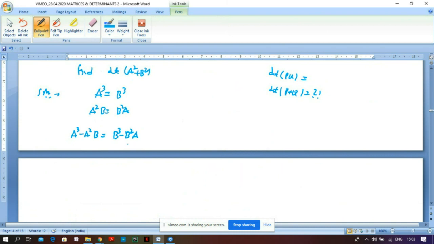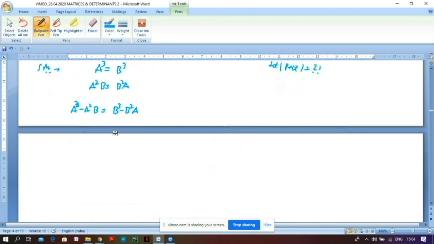Be very careful when you take something common in matrices, because you always have to keep in mind whether it is pre-multiplication or post-multiplication. I can write this as A square pre-multiplied to A minus B, or A minus B post-multiplied to A square. Either way, A square times A minus B, and here you have B square times B minus A. That is by 1 and 2 given. We subtracted 1 and 2, and we arrived at this result.